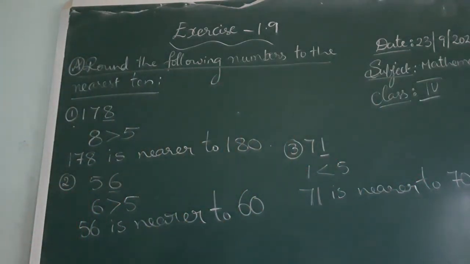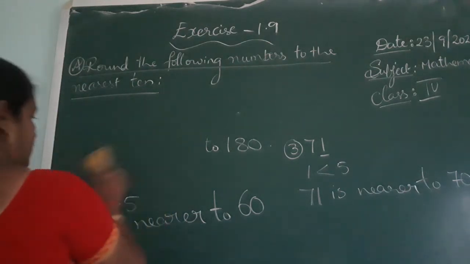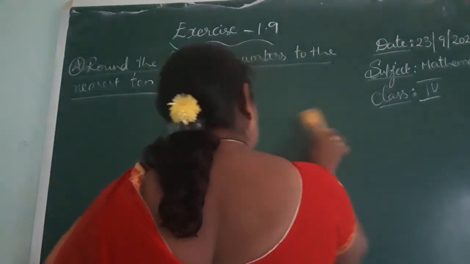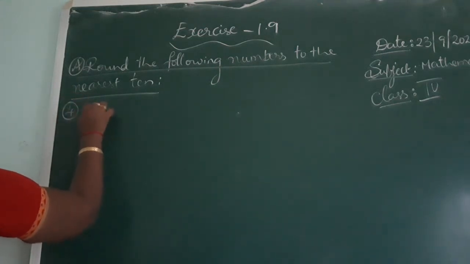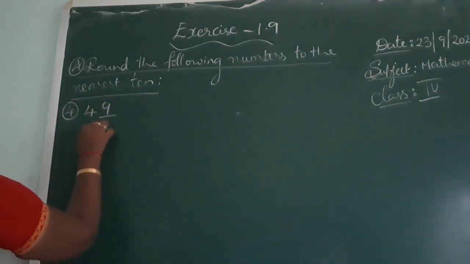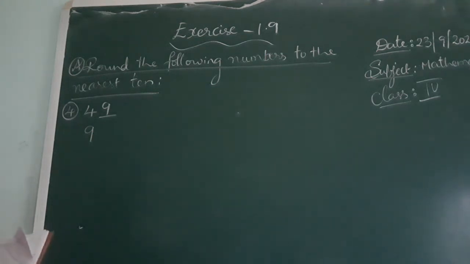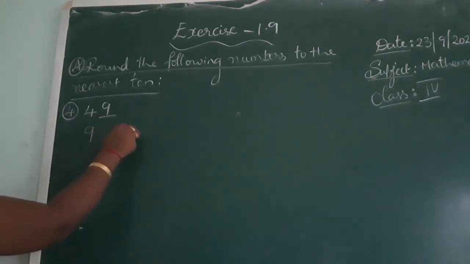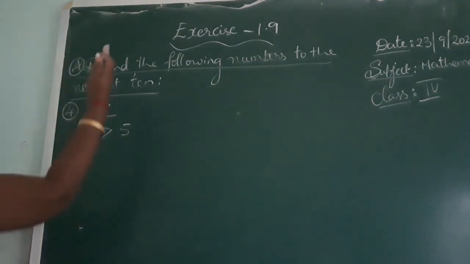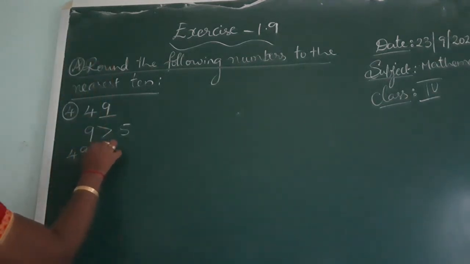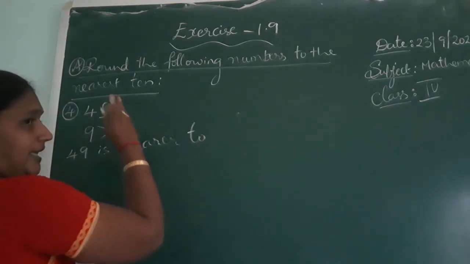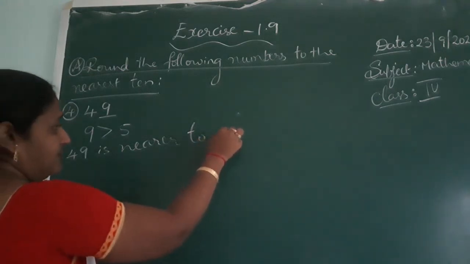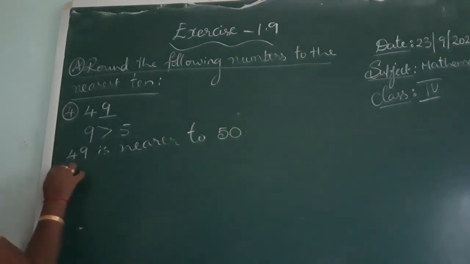I will continue. See the fourth one, children. 49. See this 9. Is it more than 5 or less than 5? 9 is more than 5, so it is always rounded up. So 49 is nearer to the next ten. After 49, which 10 will come? 50.